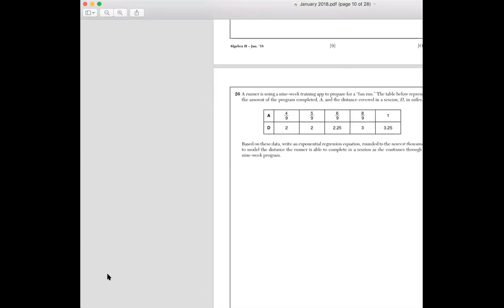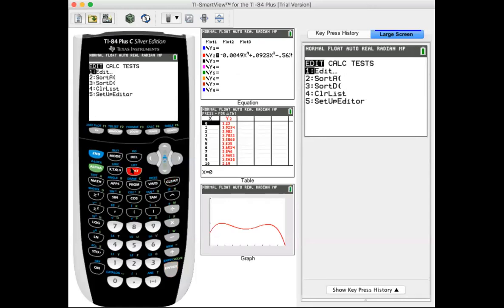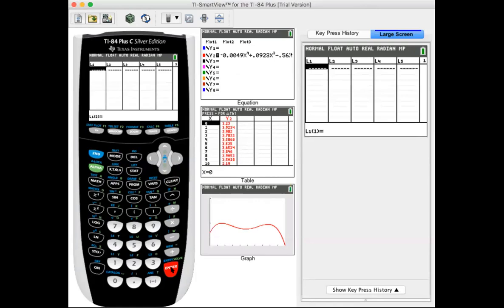Let me pull the calculator up. Okay. So you go to stat, edit. When you have these lists here, the first list, you're going to put all of the first values. So we had 4/9. I know you guys can't see it, but the next one was 5/9 of the way, then 6/9 of the way, then 8/9 of the way, and then finally 9/9 of the way.